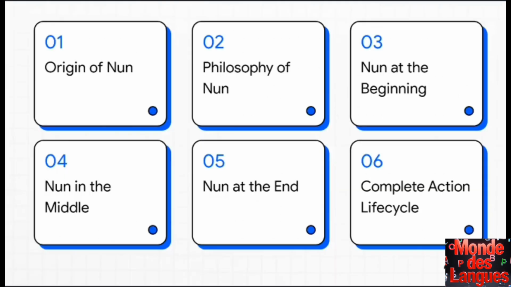So, here's our roadmap for this explainer. First, the origin of Nun. Second, the philosophy of the letter. Then, Nun at the beginning, Nun in the middle, and Nun at the end. And finally, the complete action life cycle.